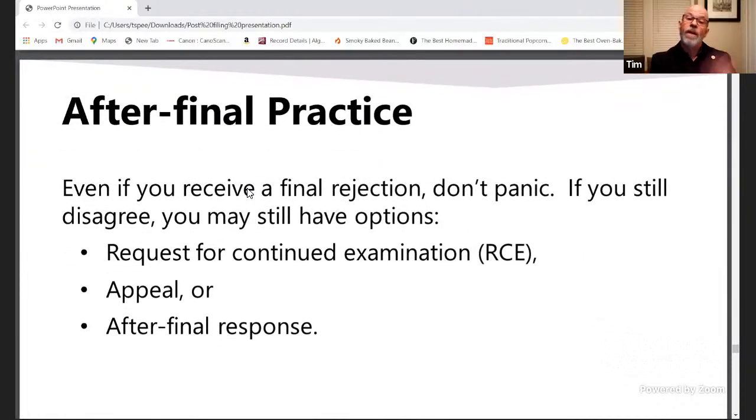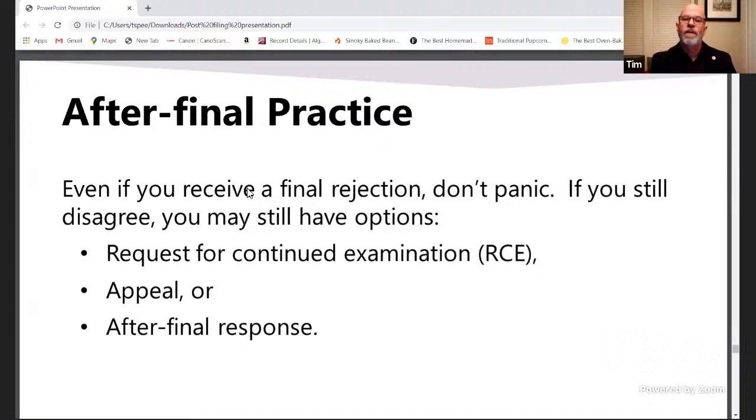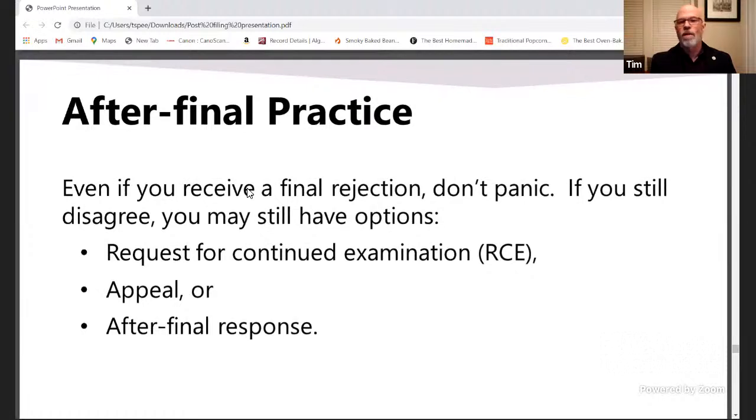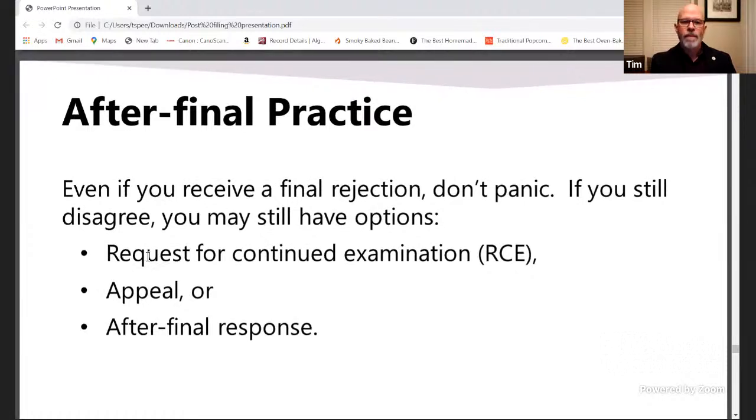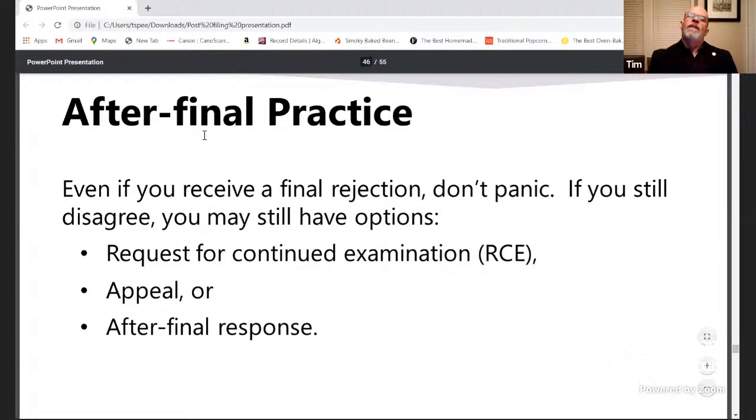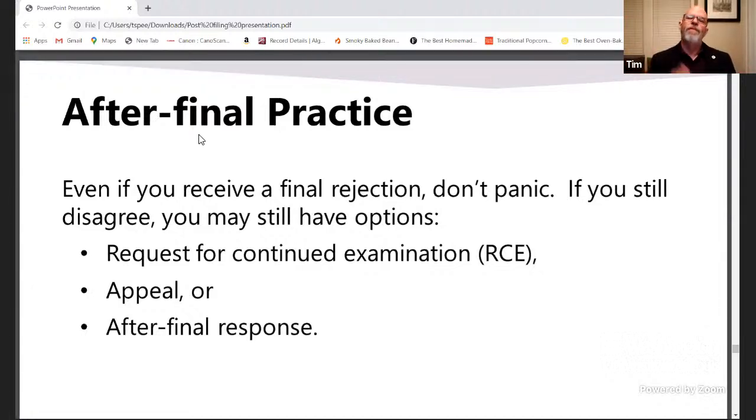Again, I'm glad we talked about that for a long time. I really think interviews can be very, very important, very useful. I have found them to be so personally over the years from my practice. So now we'll talk about after final practice, and to talk about this, we have to talk about types of rejections.